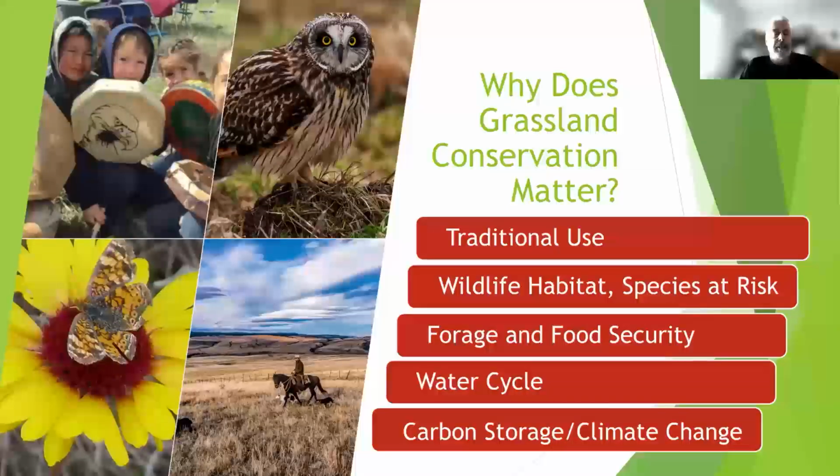Wildlife habitat, including for species at risk. You'll quite often hear that even though less than 1% of BC is grasslands, over 30% of the species at risk require grasslands for at least part of their life cycle.